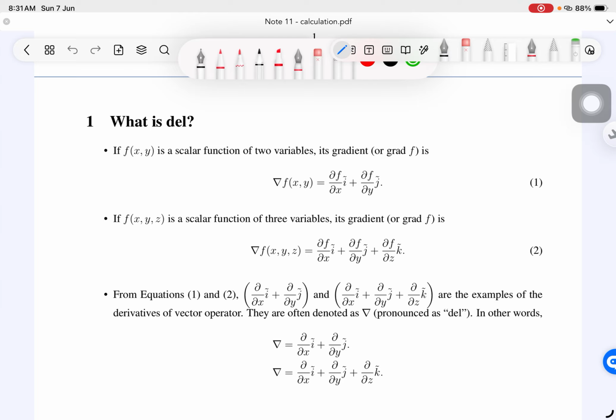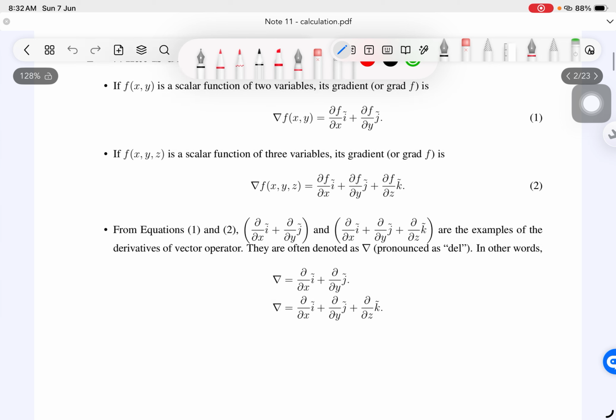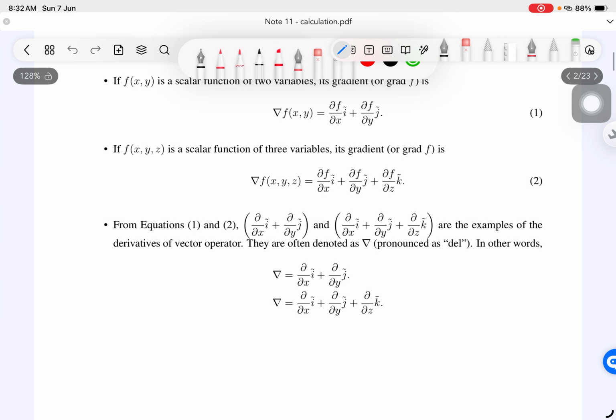Let's say we have three variables, so we just need to add one more term at the back, which is for z. So we're going to have del f over del z, k. Now you know what is del for two variables and how to find del for three variables.